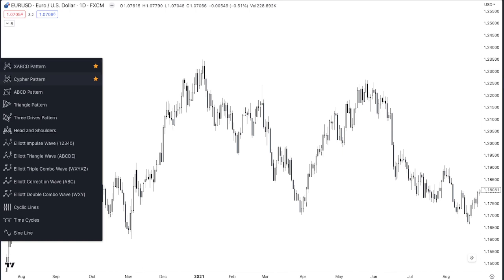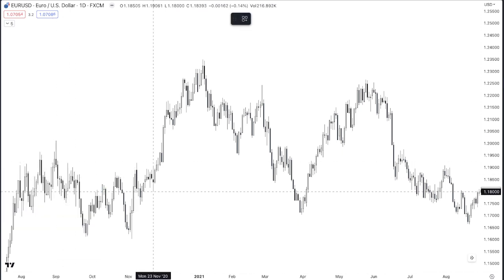In terms of the Cypher harmonic, you would use that on your Cypher as well as your shark, right? Because your C is going to be higher when you have a bullish harmonic, and it's going to be lower when you have a bearish harmonic. So let's take a look at a few examples of how you can mark them up.